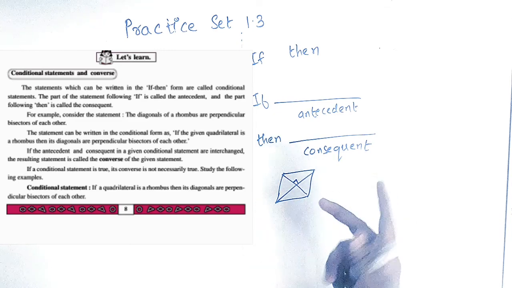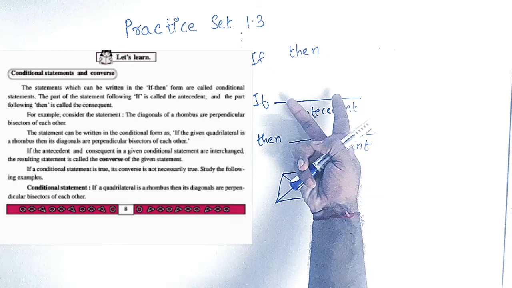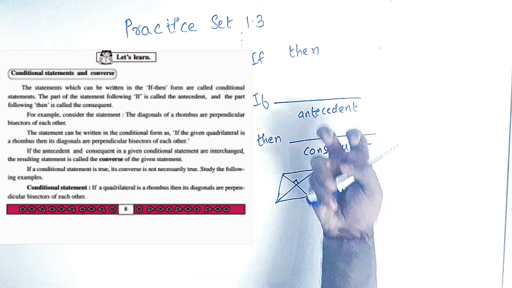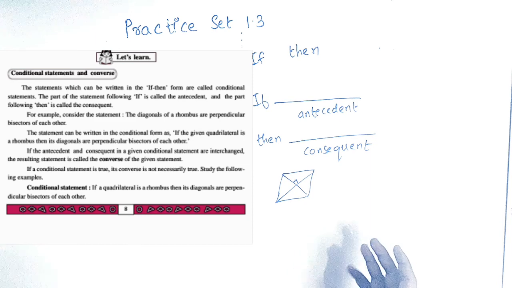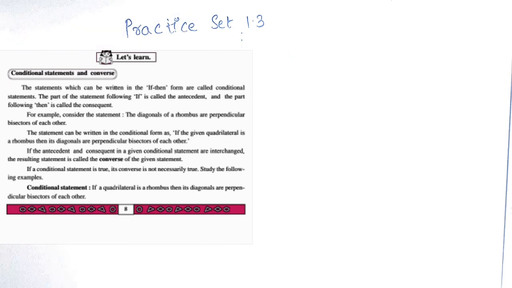Also, if they are interchanged, the if part, the antecedent, goes here and the consequent goes here, then it is called the converse of the given statement. So let us start doing exercise 1.3. The first one is: the opposite angles of a rectangle are congruent. How will I write it in if-then form?